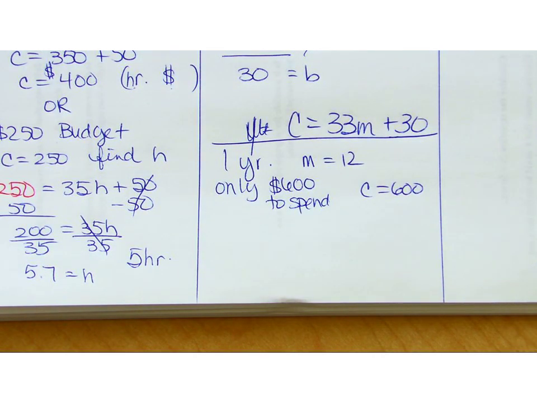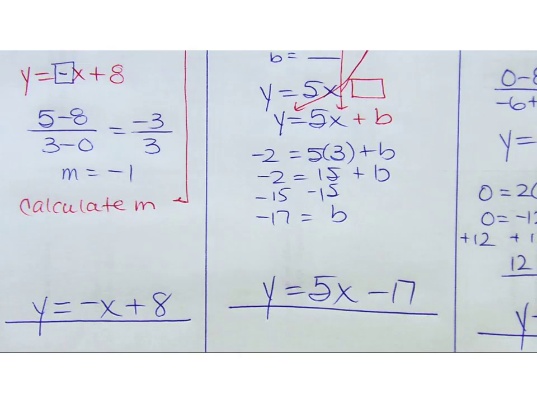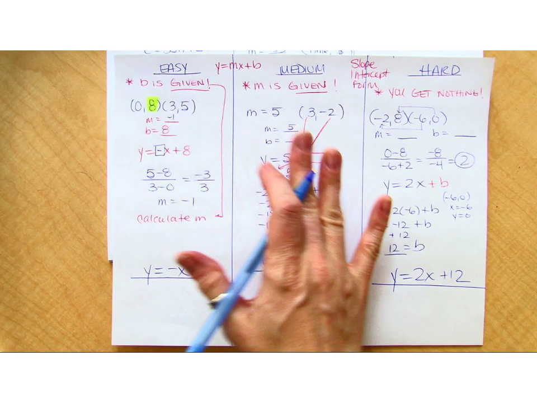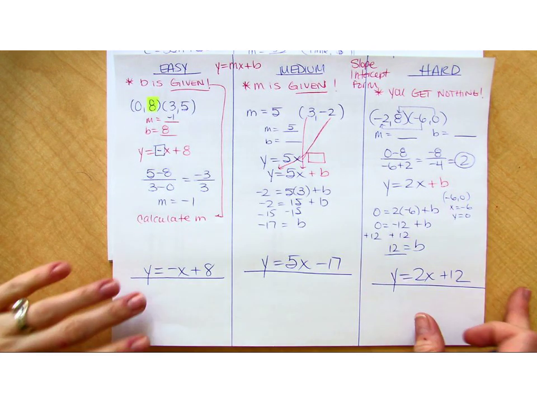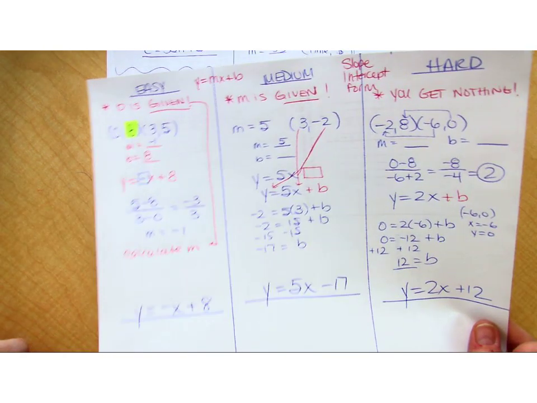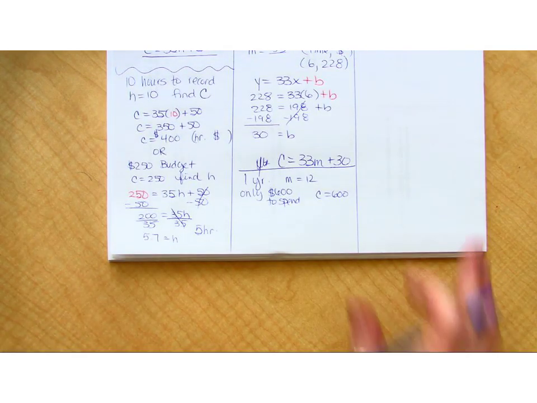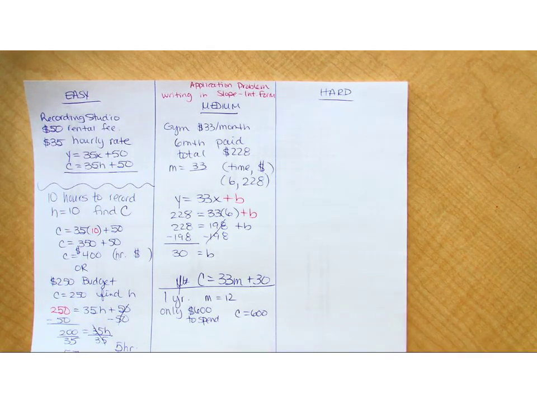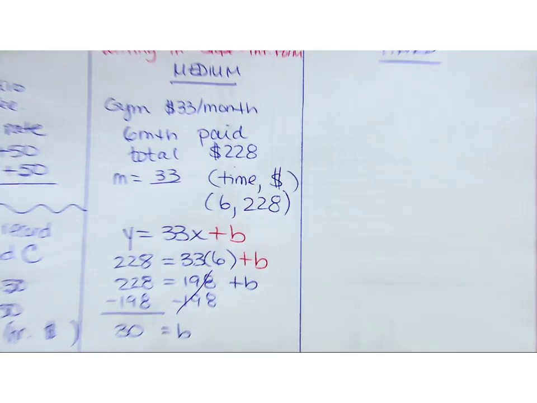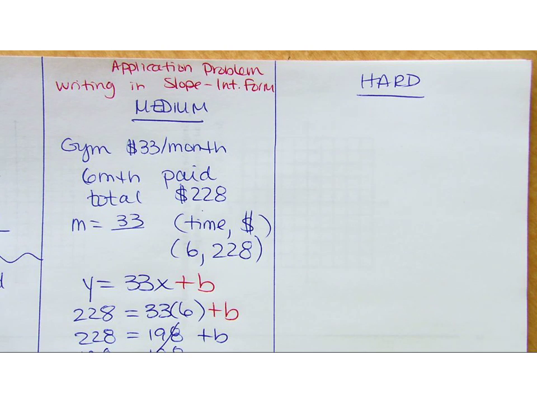The application part of it is figure out which one of these it is. Is it easy, medium, or hard? Guess what? The hard is going to be really easy to identify because you're going to look at it and go, what? They didn't even give me anything. Okay? So let's take a look at what that example would look like.